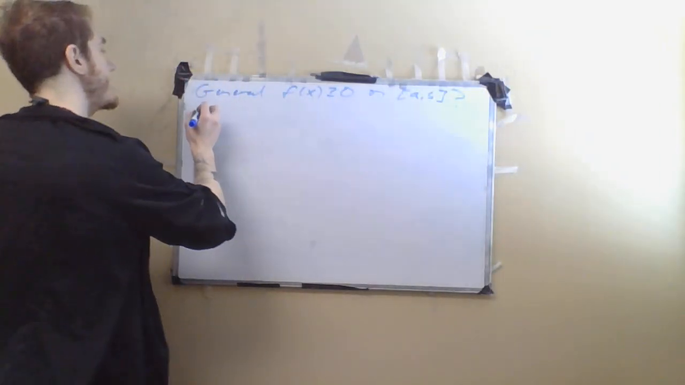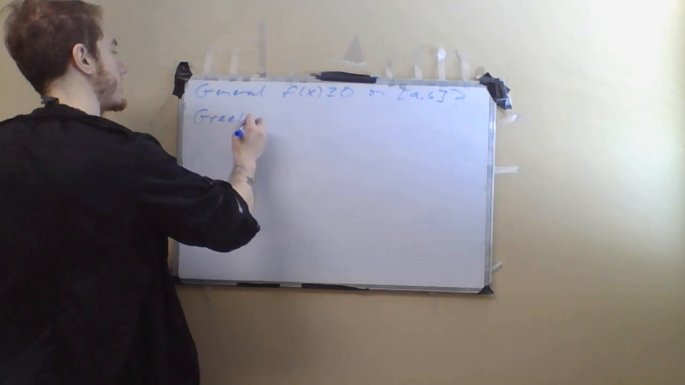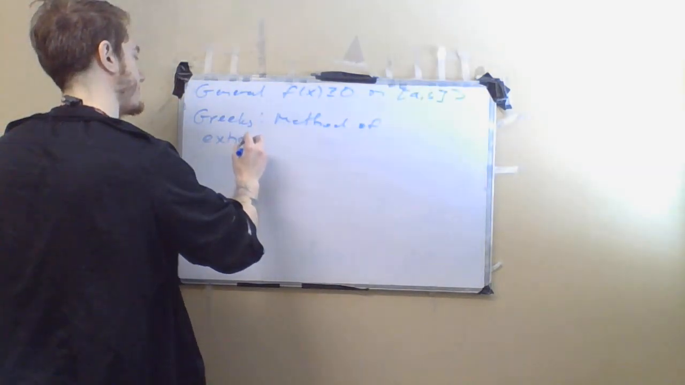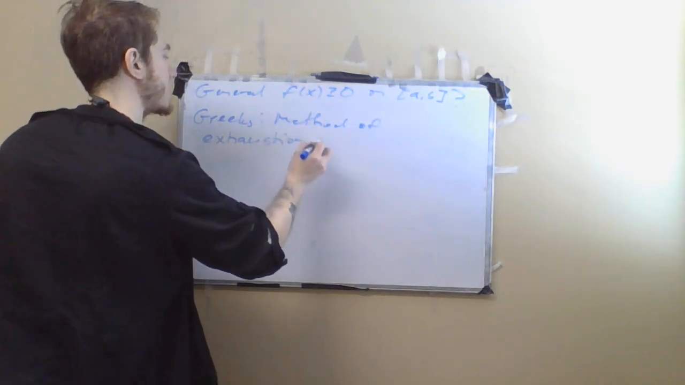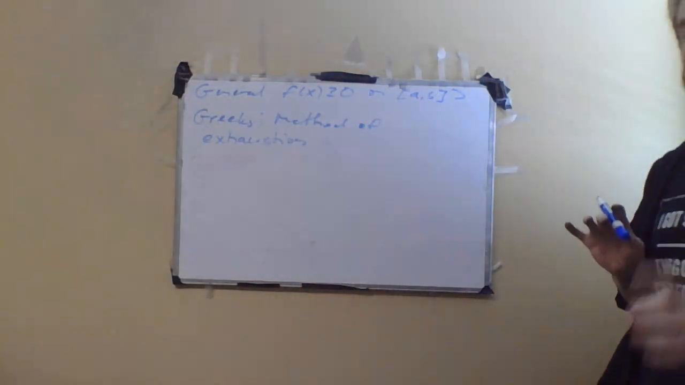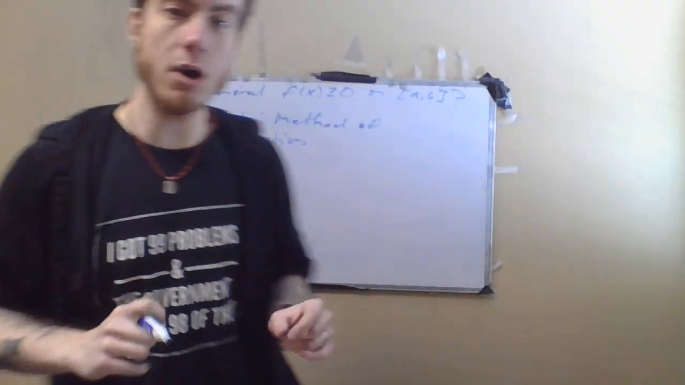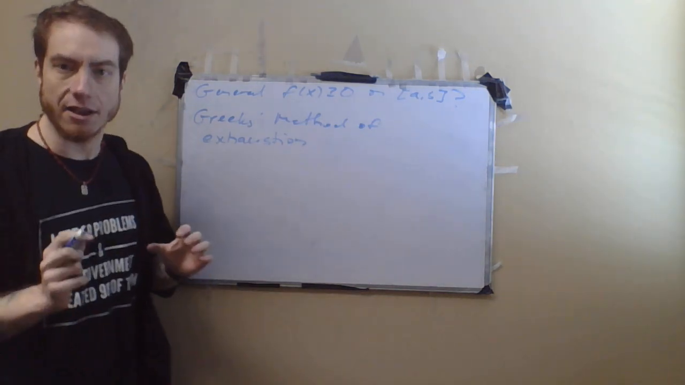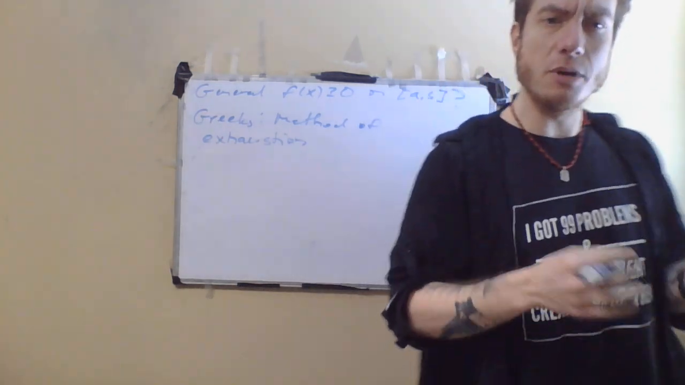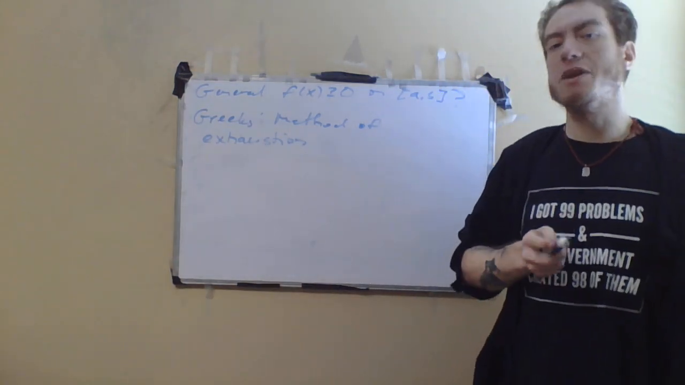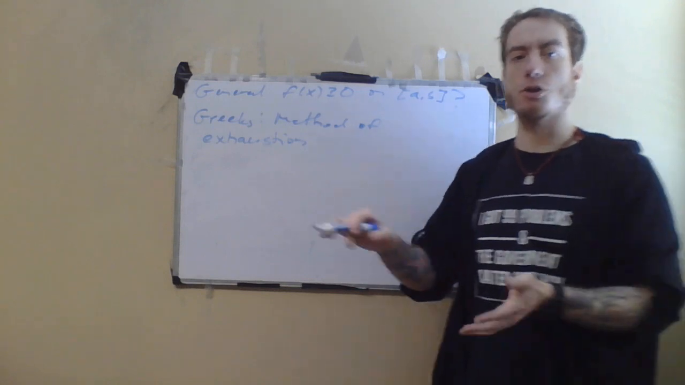And the idea that the Greeks had was something they called the method of exhaustion. Now, this method of exhaustion was not exactly what we do today, but the fundamental idea was there. It's just the details that we switch around. And we switch around the details because the way that we do it today just makes everything more uniform.